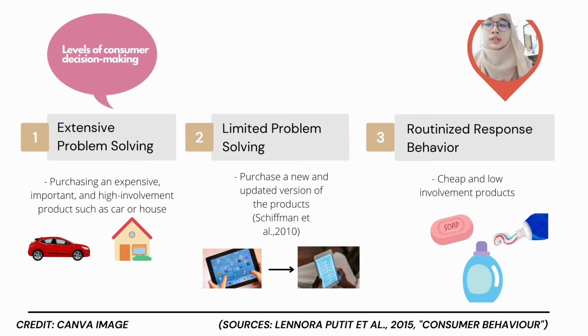Then, the last level, routinized response behavior, involves cheap and low involvement products such as soap, toothpaste, or detergent. Only a short time is needed at this level to make a purchase decision.